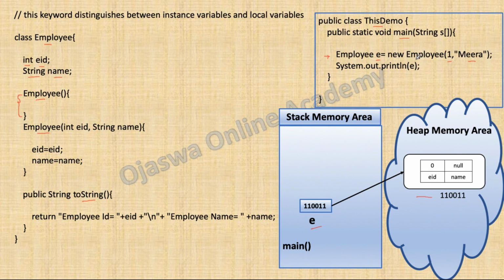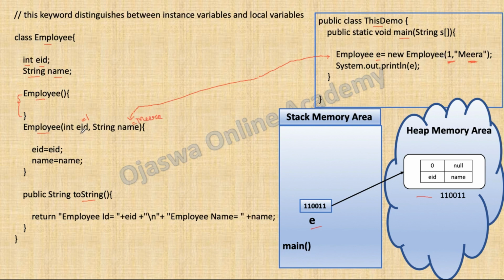Now the interpreter will search for the matching constructor having data types int, string in class employee. So from here, the control of the program will go to the parameterized constructor having arguments int, string. The first argument 1 is stored in the first parameter, that is EID equal to 1, and the second argument Mira is stored inside the second parameter, that is name equal to Mira.